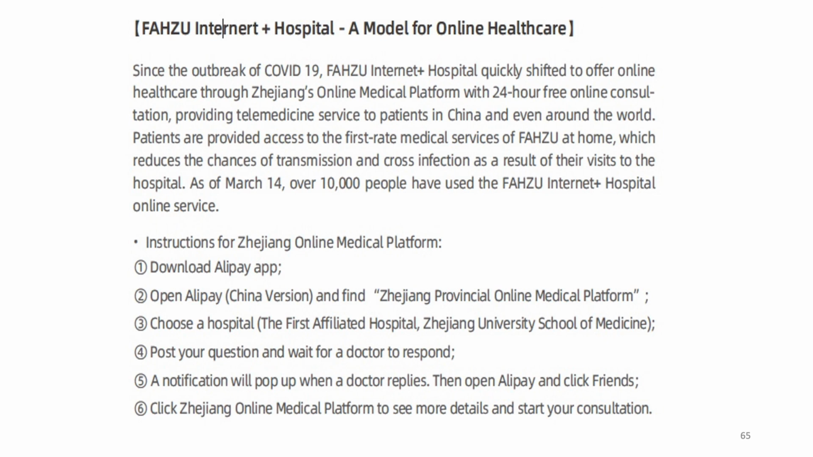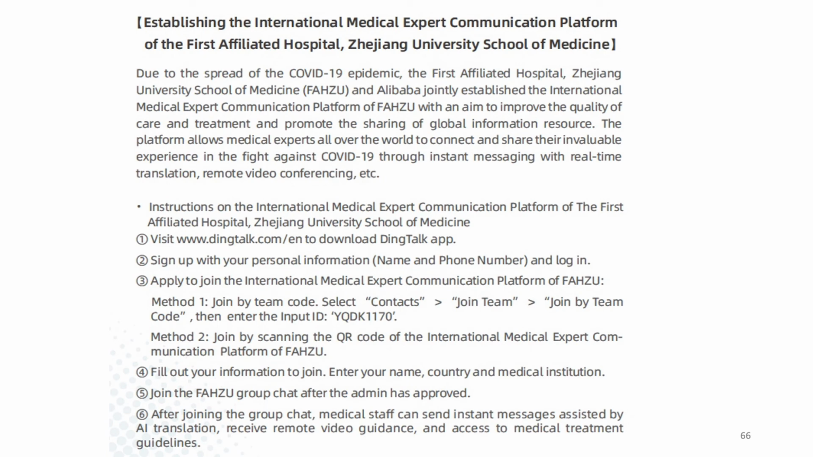And then this slide is about the model for online healthcare, which is relevant to people in China, and there's some more information about that as well.